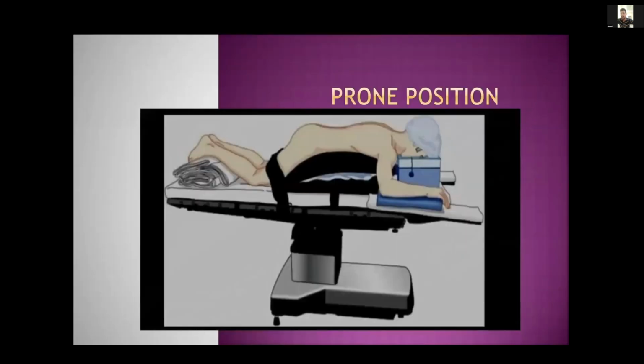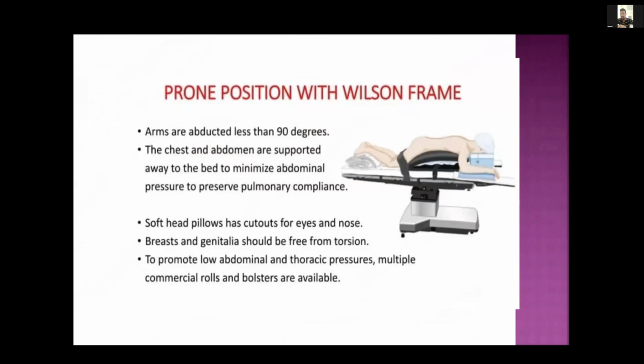Prone position. In this position, arms are abducted to less than 90 degrees. Chest and abdomen are supported away from the bed to minimize abdominal pressure and prevent reduced pulmonary compliance. A soft head pillow has cutouts for eyes and nose. Breast and genitalia should be free from torsion. To promote low abdominal and thoracic pressure, multiple commercial rolls and bolsters are available.